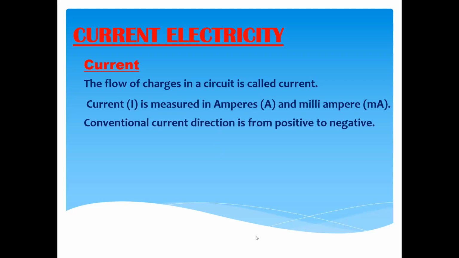The current, because it is a flow of the charges, can be conventional or it can be electron flow. So if it's conventional, the conventional is from positive to negative. So you have, say, a lamp and you connect this lamp with the battery.